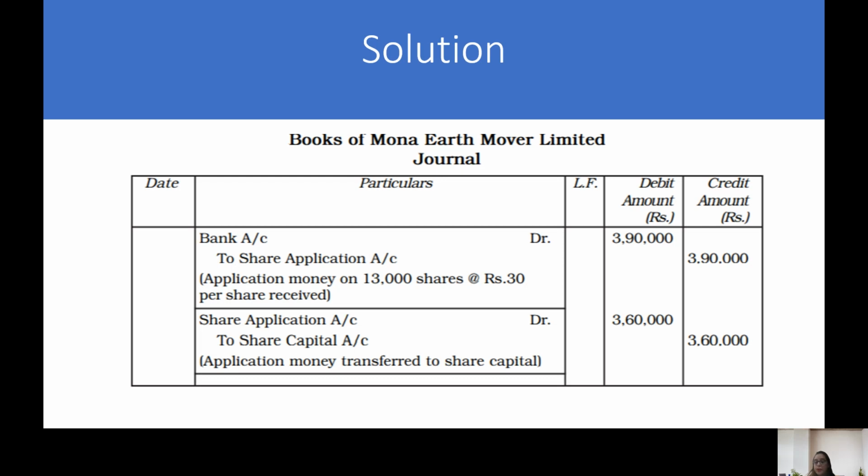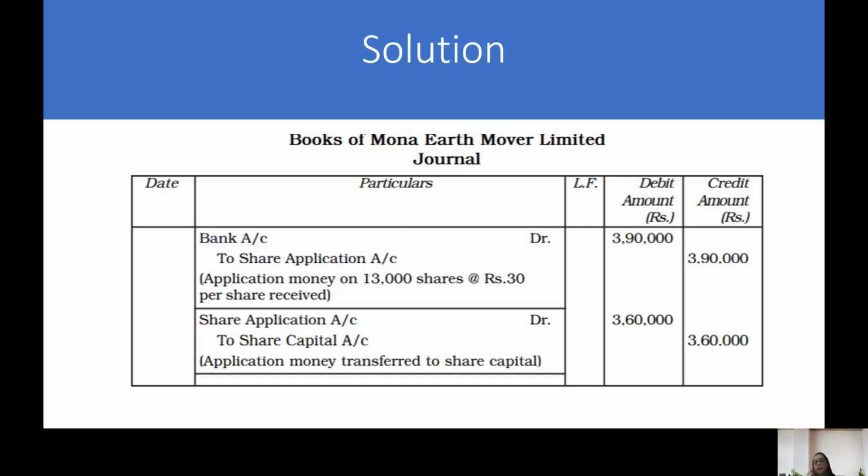So, how will these be recorded? Let's talk. You have received the application money on 13,000 shares, and the application money is 30 rupees per share. So the entry is bank account debit to share application account, 13,000 multiplied by 30 rupees per share, that becomes 3,90,000. Now this money will be transferred to share capital account, but excess money has to be refunded back, right?